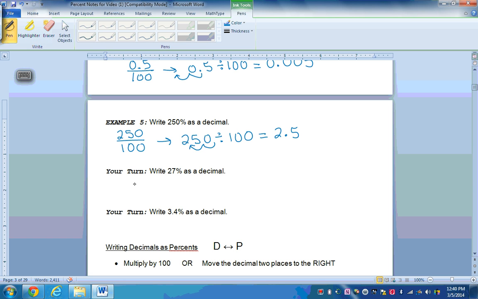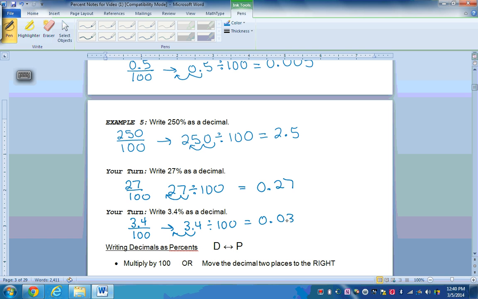All right, welcome back. We have 27% as a decimal, 27 out of 100, which when we divide that, backwards 2 spots is 0.27. And then this next one, 3.4% is 3.4 out of 100. Division problem is 3.4 divided by 100. Backwards 2 spots, we'll need a 0 there. It's going to be 0.034 or 34 thousandths.